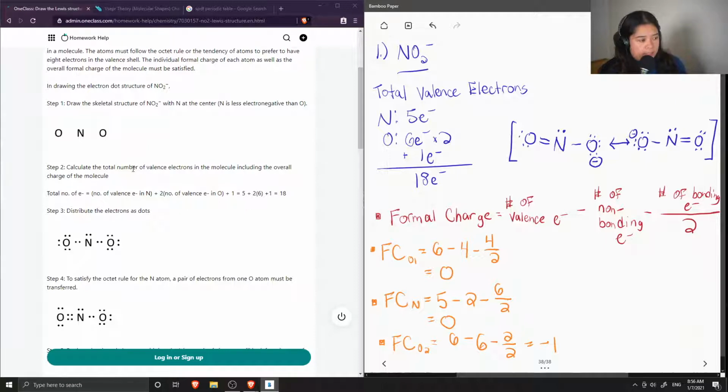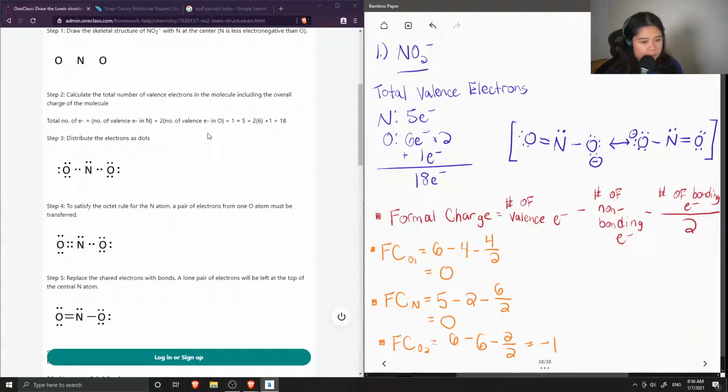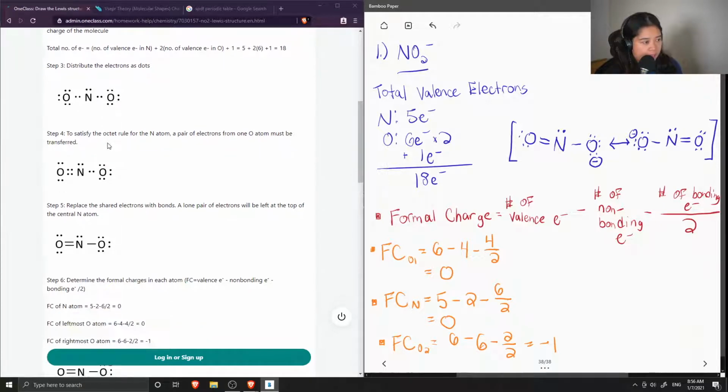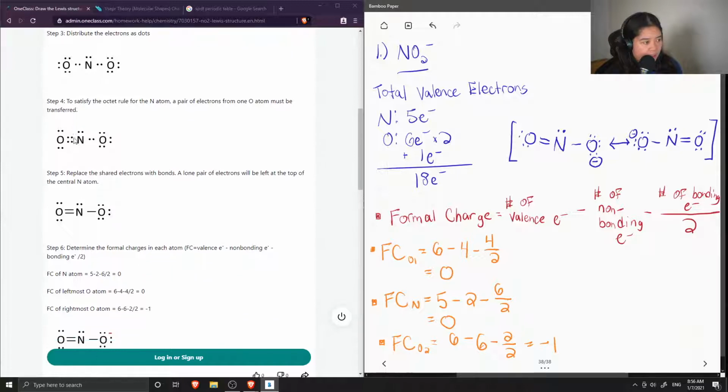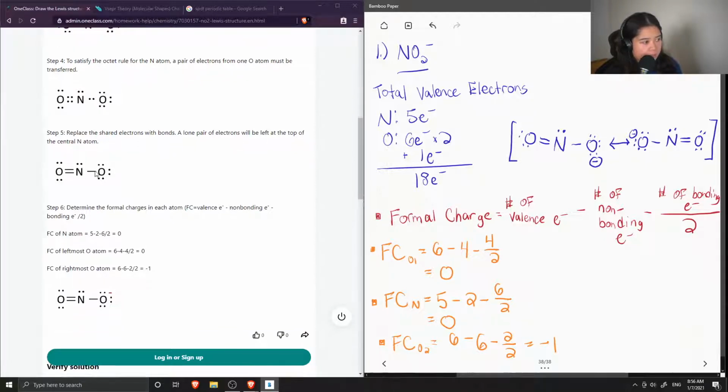Step 2 is to calculate the total number of valence electrons in the molecule. So we did this first, but it doesn't really matter what order you do the steps in. Step 3, distribute the electrons as dots. Step 4, to satisfy the octet rule for the nitrogen, a pair of electrons from one oxygen must be transferred. Step 5, replace the shared electrons with bonds. A lone pair of electrons will be left at the top of the central nitrogen atom.